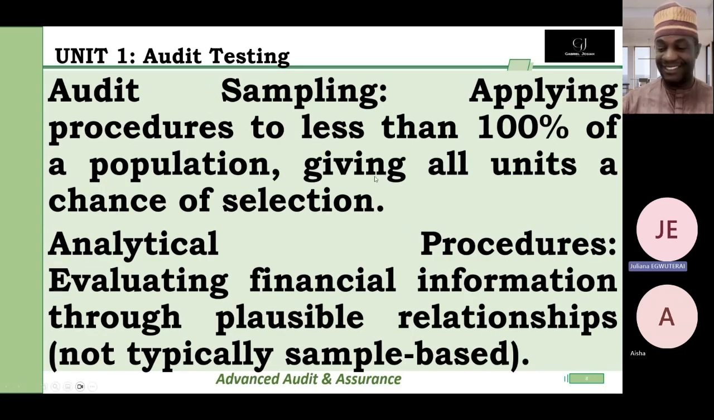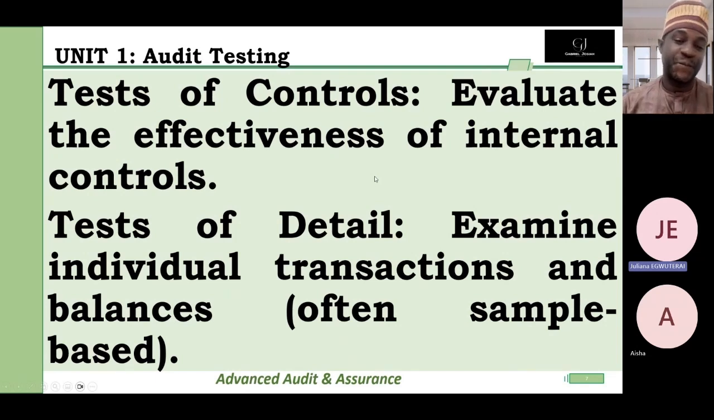Excuse me, test of detail and substantive testing, are they the same? Yes. In those actual words, they are the same. But when you look at sampling, you may not call sampling test of details. You just call sampling compliance testing to see a few. But when you want to go in depth, you can call it substantive testing. So in answer to your question, yes. Test of details looks at substantive testing.